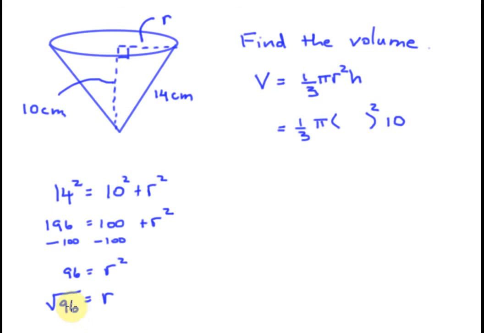I could just leave it like that, as an exact number. That means I'm going to put in here, for the radius, square root of 96. Now this is kind of neat. If you square root a number but you also square the number, it undoes that. So I can do this on my calculator: 1 divided by 3, times pi, times 96, because the square root of 96, when squared, will bring me back to 96, times 10.